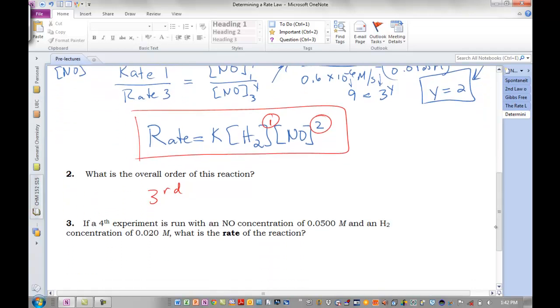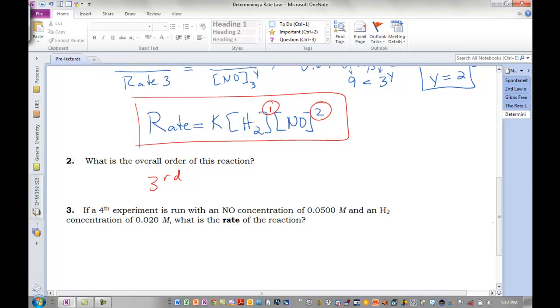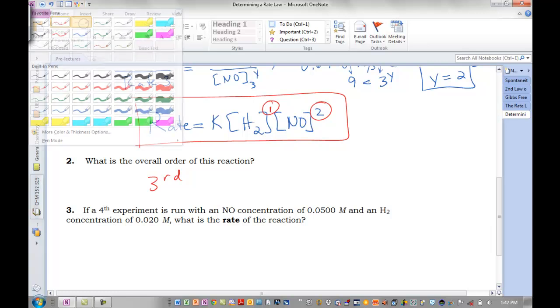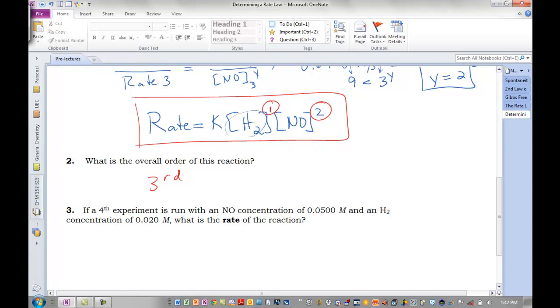All right, last question. Now that we know the rate law, we can figure out some other stuff. Let's say we run a fourth experiment and we have our two concentrations. What would the rate of the reaction be? So we're changing our concentrations of both reactants. What's the rate? Well, if you look at this rate law, I know my hydrogen concentration, I know my nitrogen monoxide concentration. I want to solve for rate, but there's something I don't know. What is it that I don't know? The rate constant. So how are we going to get that?